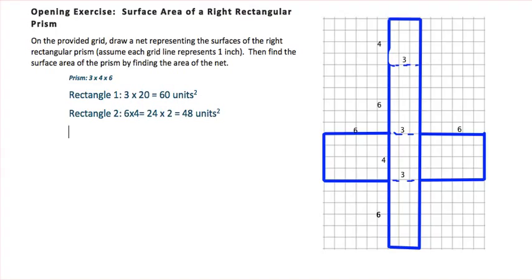And then altogether, we have 108 square units, which is our surface area, the area that the outside of the prism takes up. Oh, I'm sorry, these are actually inches, so inches squared. So surface area is really just the area of all of the surfaces, the outer surfaces, of a 3D object, a solid.